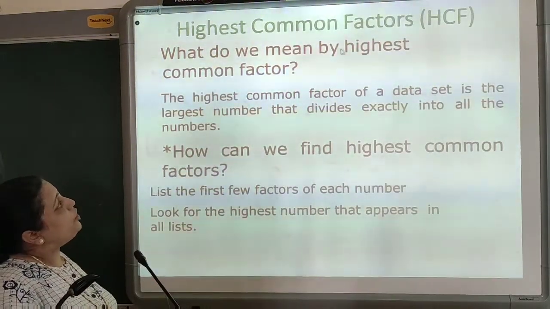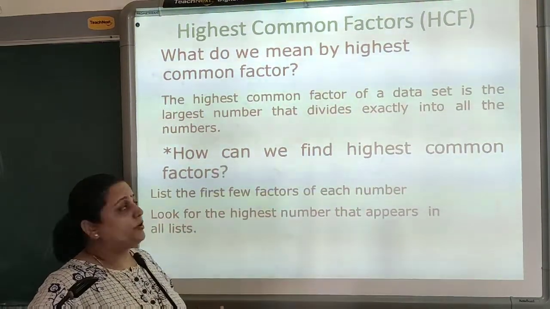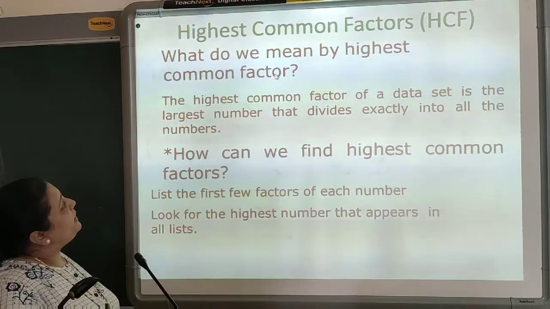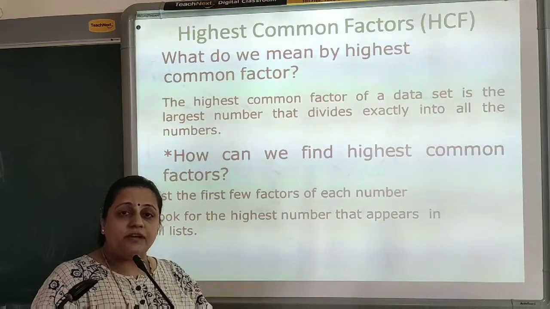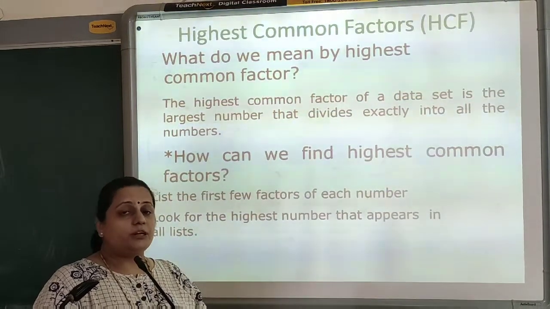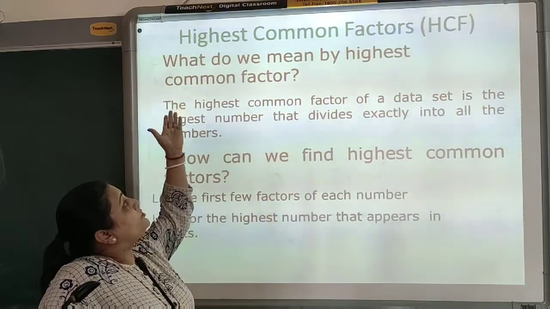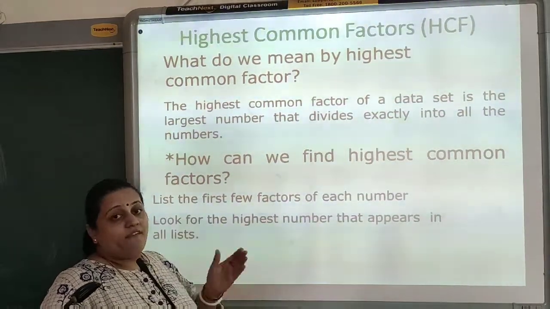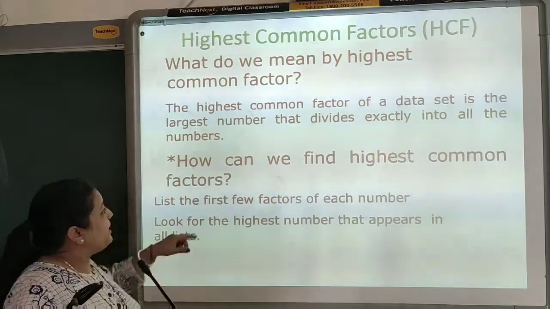Now see, highest common factor, HCF, is the short form. What do we mean by highest common factor? It is the opposite of LCM. In LCM what did we see? The lowest common multiple means the multiple which was the smallest. Now here we have to see the highest common factor, the factor which is highest, the biggest, the greatest.